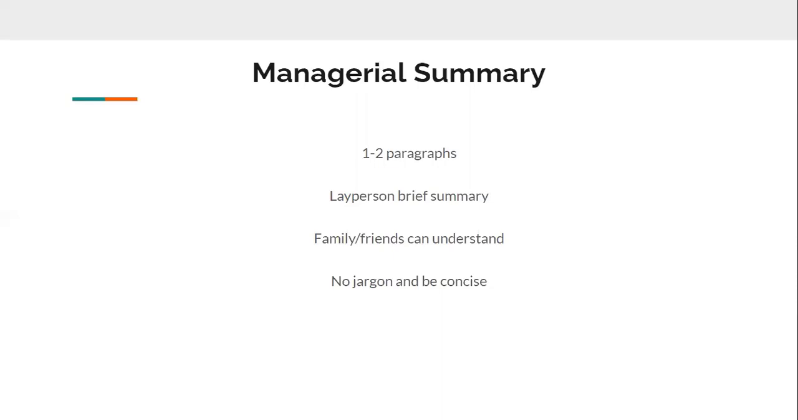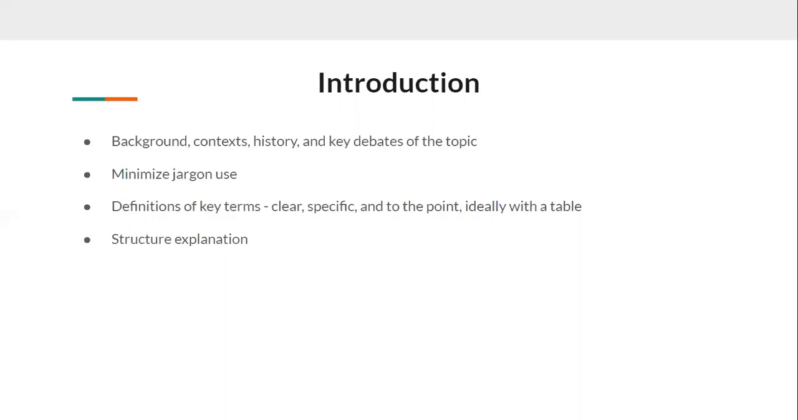For the introduction, first describe the background, the context, the history, the key debates of the topic. For example, please review the literature regarding replication, extension. Please try to minimize the usage of jargon, again, similar to the guide. Please define the key terms used here, specific, concise, to the point, and probably a table would be great. And this is followed by the explanation of the structure of the perspective piece: first read, after that read, finally read.